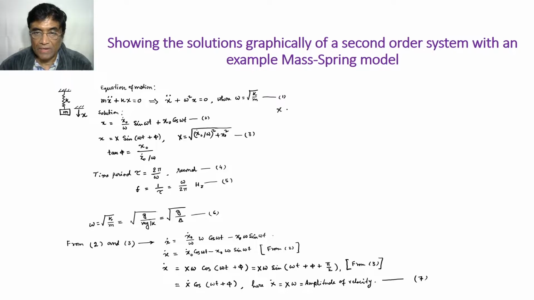Because our trial solution was, if you remember, a sine omega t plus b cosine omega t. This is a second order system, and that's why two constants are there. It's very interesting to see that the total solution is x1 plus x2, and this trial solution we got intuitively.